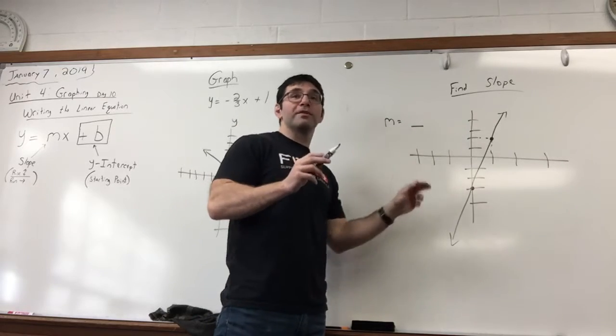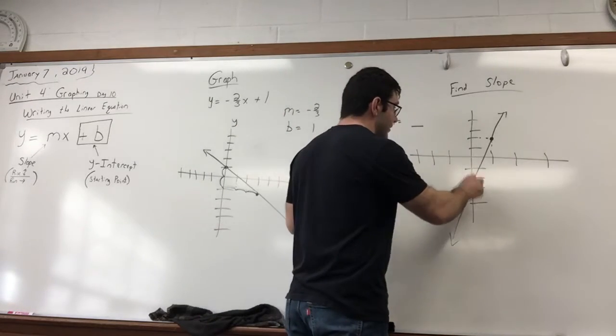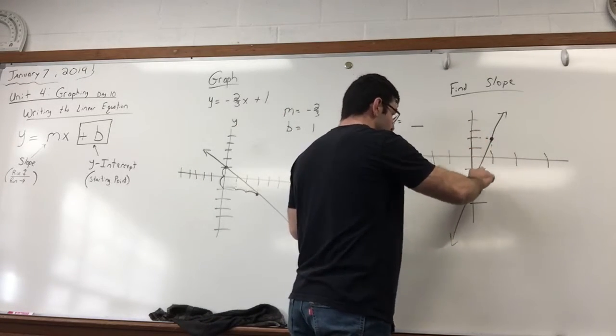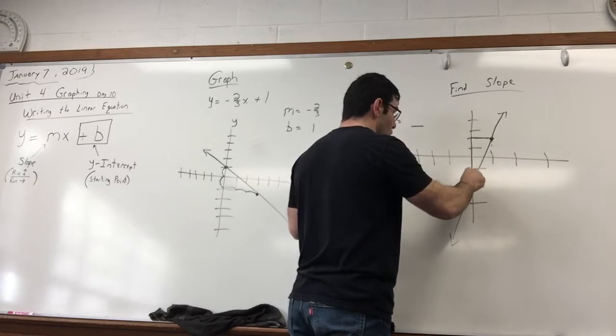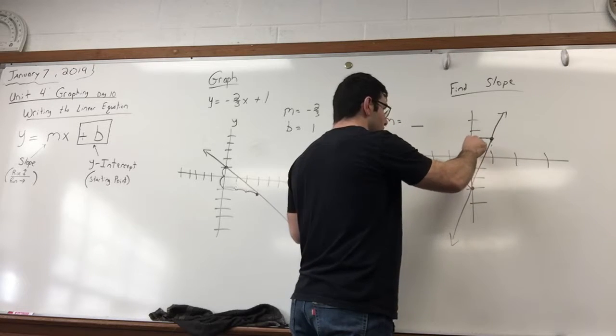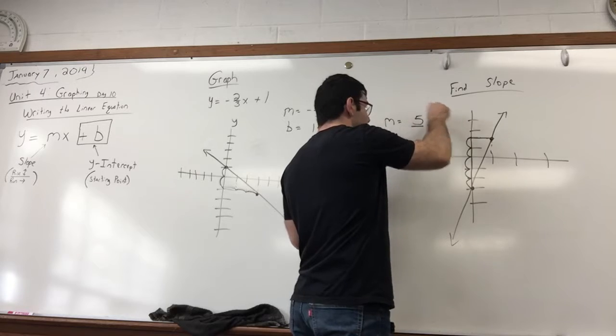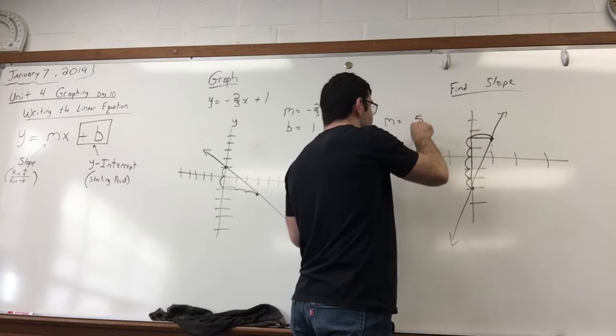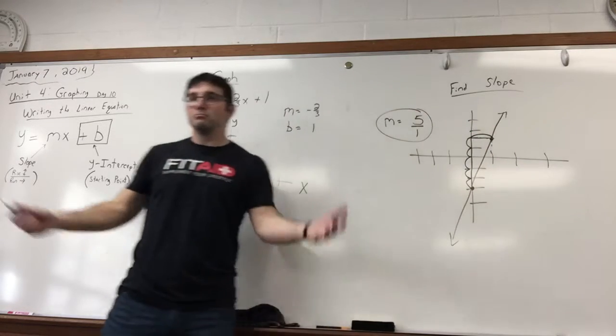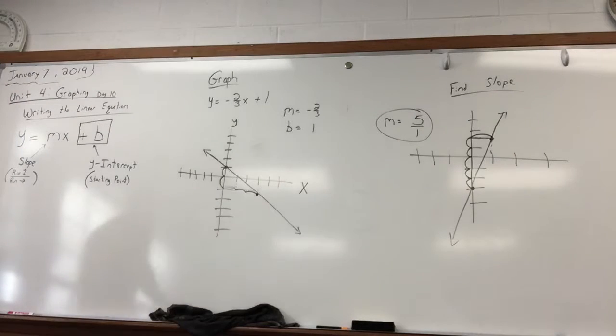So I start on the point farthest to the left. And I count. I'm going to do my rise. So I'm going to make a triangle. And I'm going to count 1, 2, 3, 4, 5. There's my rise. My run to the right is just 1. Dave got it absolutely correct. 5/1. Questions there?